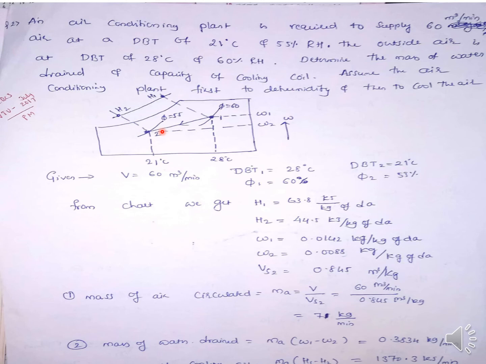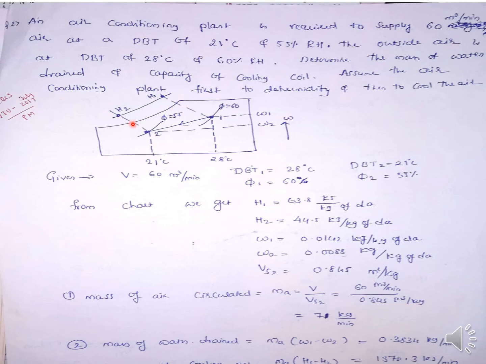So now, during this, humidity is reduced from 60% to 55% and temperature from 28 to 21. Then we need to calculate the mass of air circulated and the mass of water drained, right? Initially V is given, so these conditions are given. From the chart, what all things we need to calculate? At this condition we need to calculate H1, at this condition we need to calculate H2.